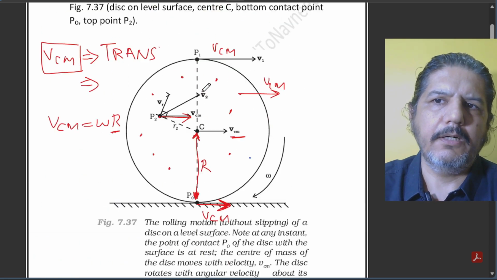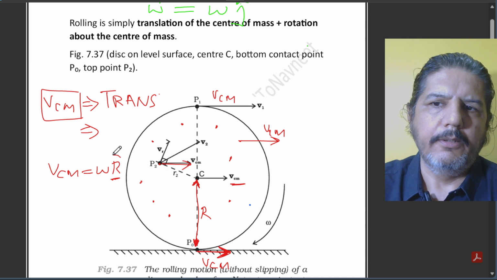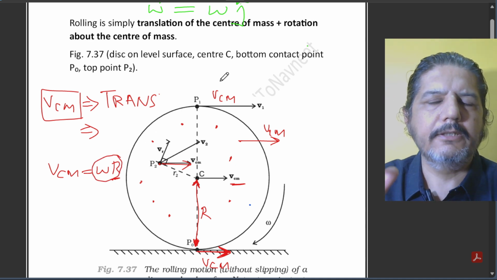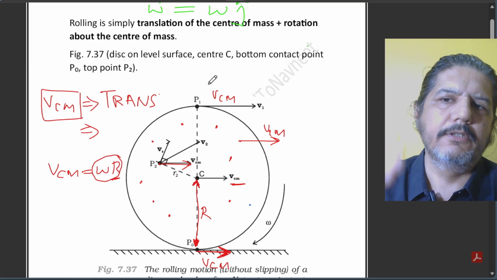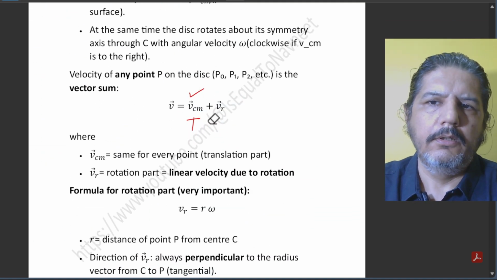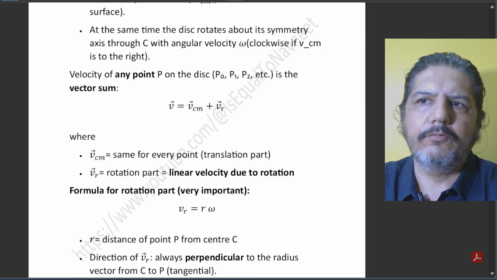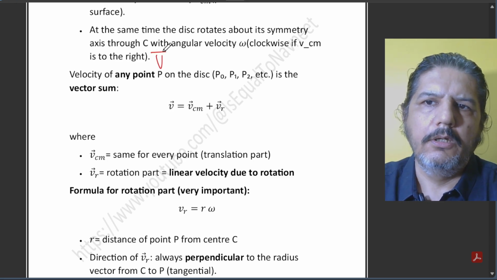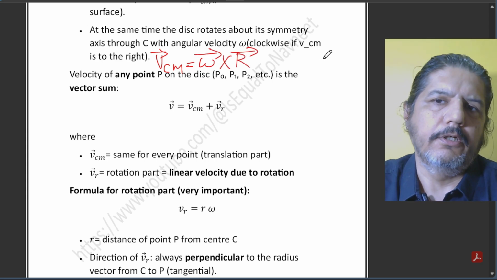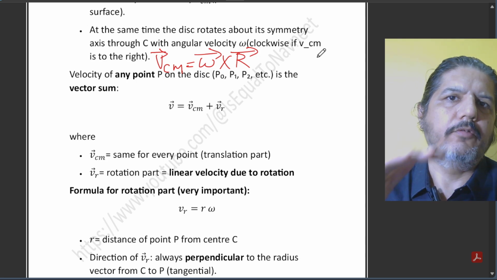And this VCM part, the magnitude of this is given by omega r. And if you want to have the vector formula for VCM, the vector formula for VCM would be given by omega cross r. So this vector would always be the same.